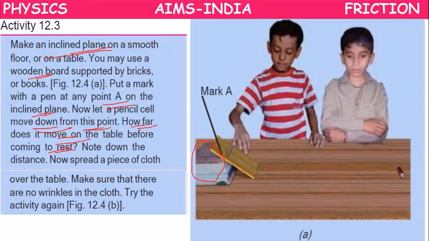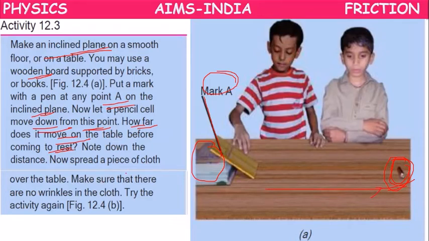So first we have to mark a point A on the inclined plane. From there, take a cell which will be available in your house, a pencil cell, a small cell or a normal, any kind of cell, and drop it from point A and observe how far it moves on the table and note down its position. So in the first case, the pencil is moving on the table.